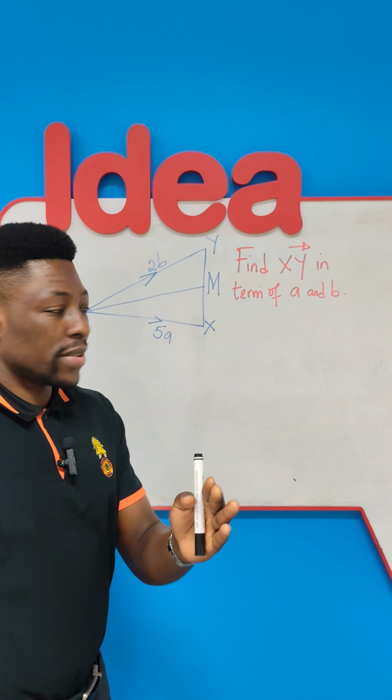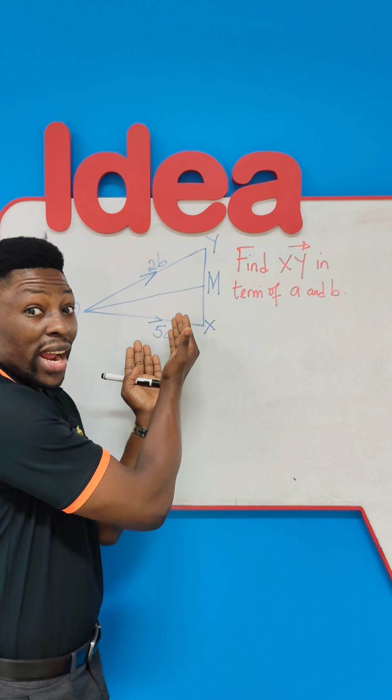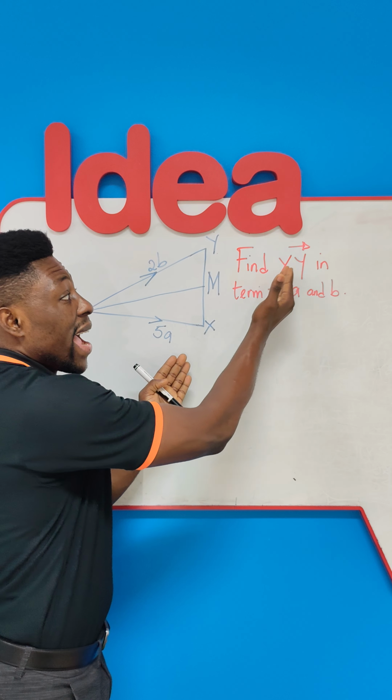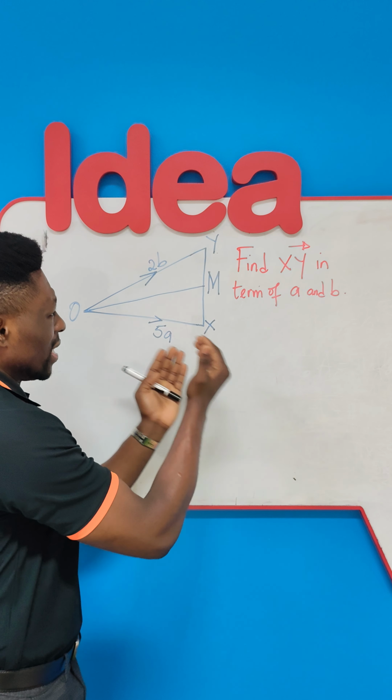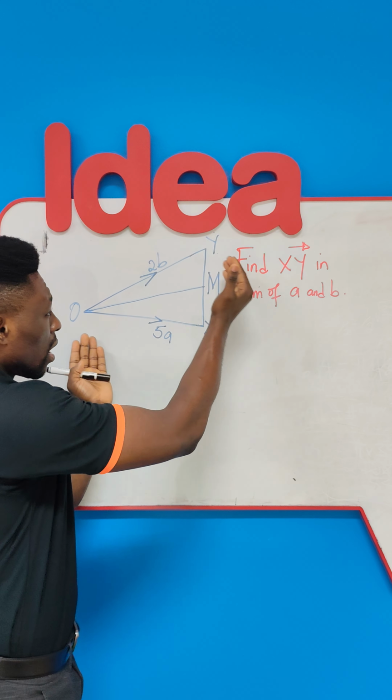Given this vector diagram here, find x, y in terms of A and B. Dear friends, this is a vector diagram and these are vectors.